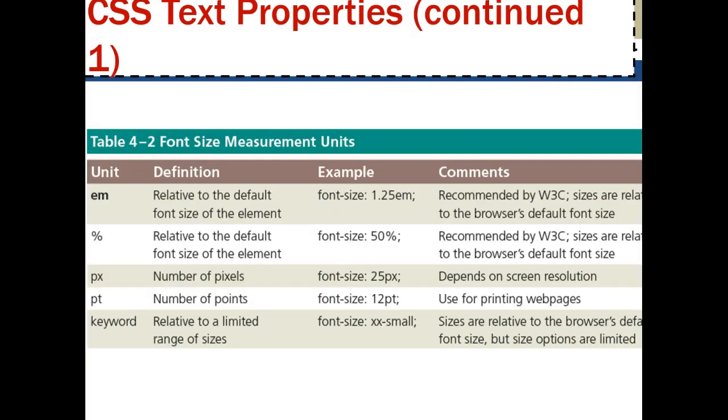And this is the table where you can see the measurement units. So the EM is a relative measurement unit that the W3C recommends for the value of the font size property. The size of an EM is relative to the current font size of the element. So if we say 1.25 EM, for example, it means 1.25 times the size of the current font that we have. If the browser displays a paragraph using 16 points text by default, a font size property of 1 EM is 16 points, and 1.25 EM is 20 points.